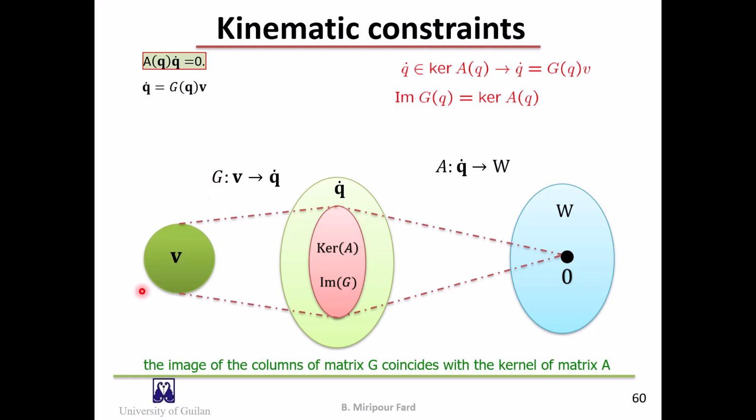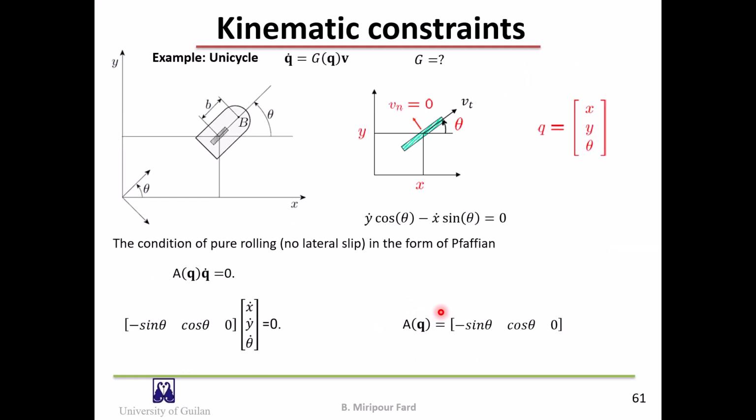The image of the columns of matrix G coincides with the kernel of matrix A. We will come back to this later. Let's explain this further in this example. Consider a unicycle. We seek to find G that specifies the relationship between the action V and the q dot.